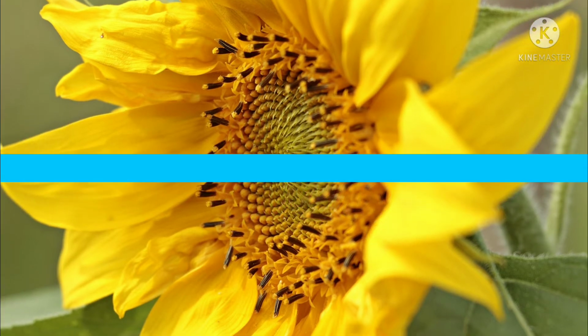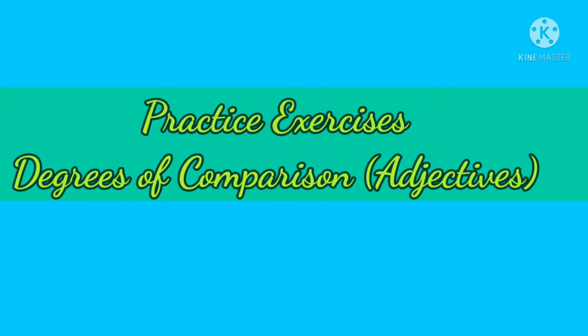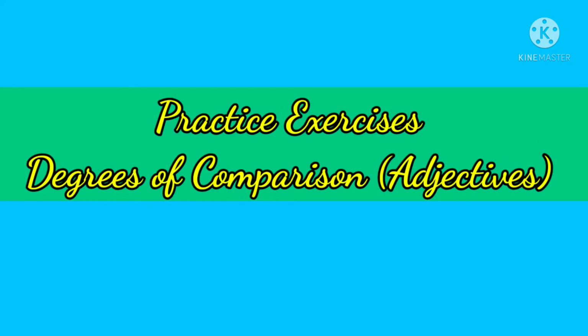And today we'll form comparative and superlative degrees from positive degrees by following the rules which we discussed in our last video. Okay? I have made separate videos on meaning of adjectives, kinds of adjectives, degrees of comparison and rules to form degrees of comparison. If you have not seen those videos, you can check the link in the description box.